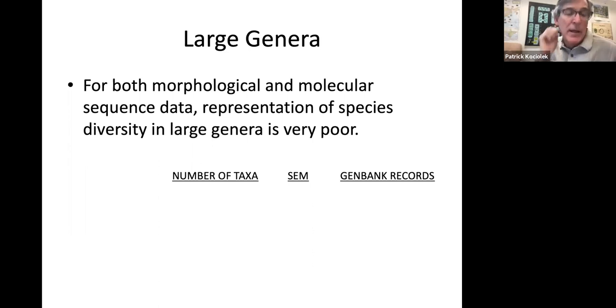So I'm just going to list a couple of large genera, tell you approximately how many taxa there are in that genus, then say, how many of those taxa do we have SEMs for? And then how many taxa are in GenBank records? And I should say that just because we have SEM records and just because there are GenBank records doesn't necessarily mean that those taxa are ready to be analyzed. It could be just one SEM, or it could be just part of a gene that's sitting in GenBank. So this is the best case scenario, demonstrating a gap in our knowledge.